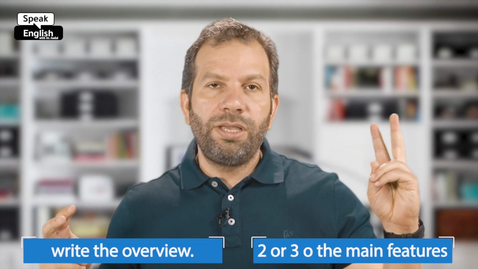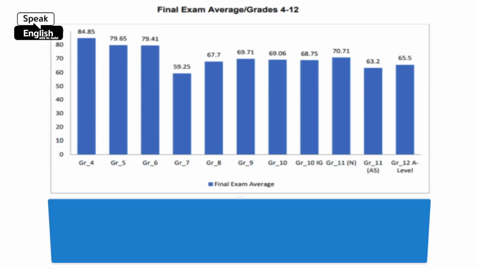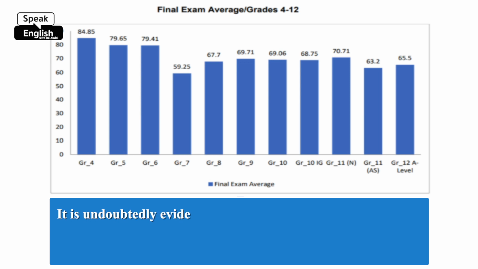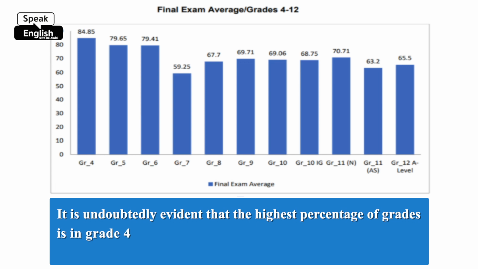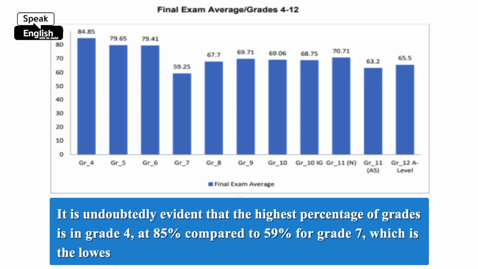The second step is to write the overview. Here, you need to pick between 2 or 3 main features in the graph. Look at the following example. It's undoubtedly evident that the highest percentage of grades is in grade 4, at 85% compared to 59% for grade 7, which is the lowest among all grades.